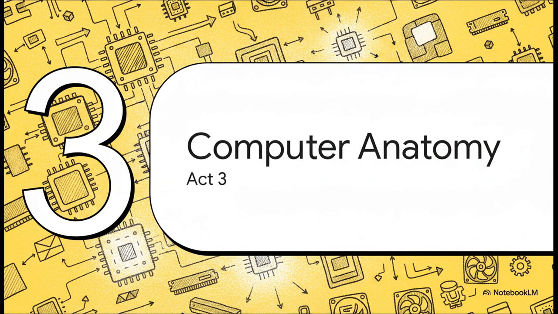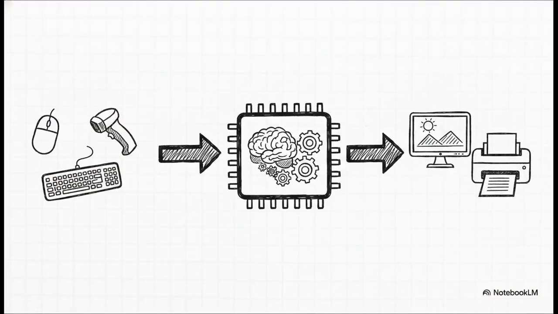All right, Act 3, the anatomy of a computer. We are zooming all the way in to open up the modern microcomputer and see exactly what makes it tick. At the end of the day, every single computer system really just boils down to 3 functional components.